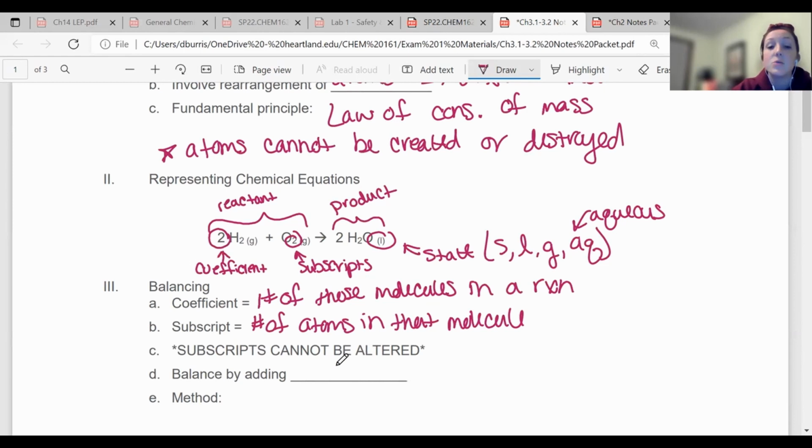Okay, so when you are balancing, don't change the subscripts. The subscripts are based on the names. They're based on balancing those charges that we talked about in the last unit. So don't change the subscripts when you're balancing. You're going to balance by adding or changing coefficients.